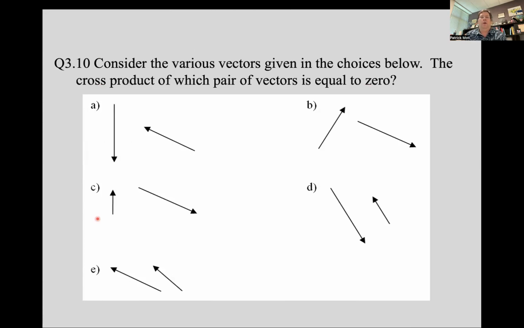All right. So for the vector cross product, there are pairs of vectors, choices A, B, C, D, and E. The cross product of which pair of these vectors is equal to 0? Using your intuition, looking at them, which one of these has to have a vector cross product that vanishes? So think about what you think the answer is, and then compare with your physics neighbor. And when you are ready to move on to the solution, go ahead and unpause the video.